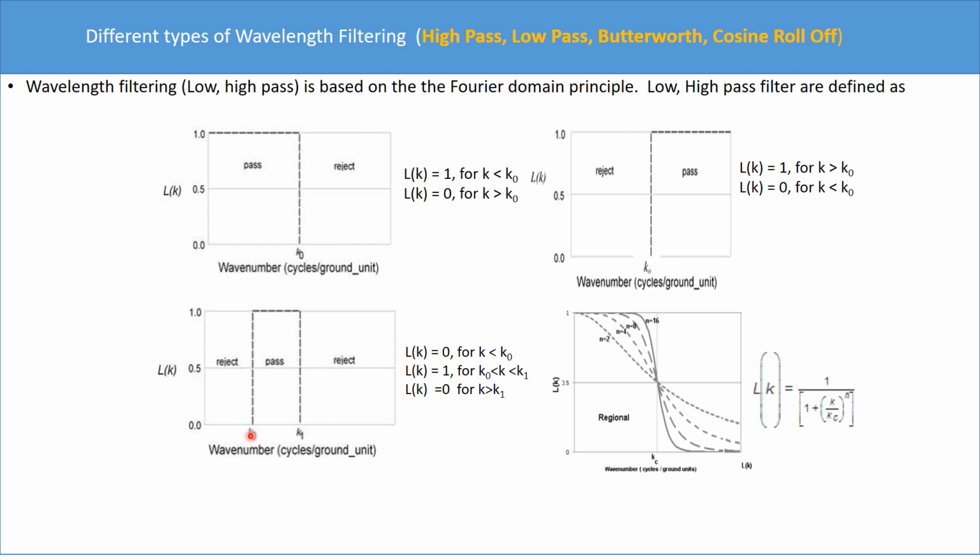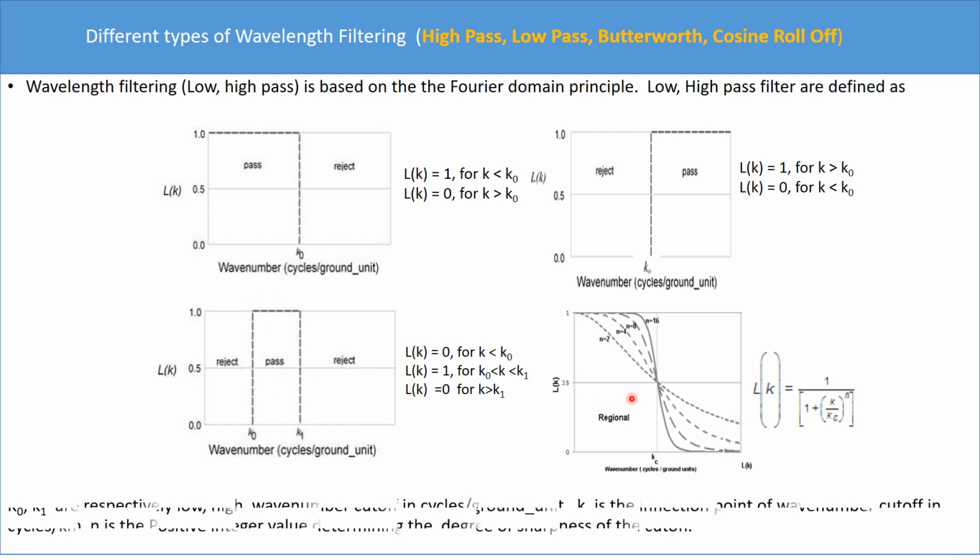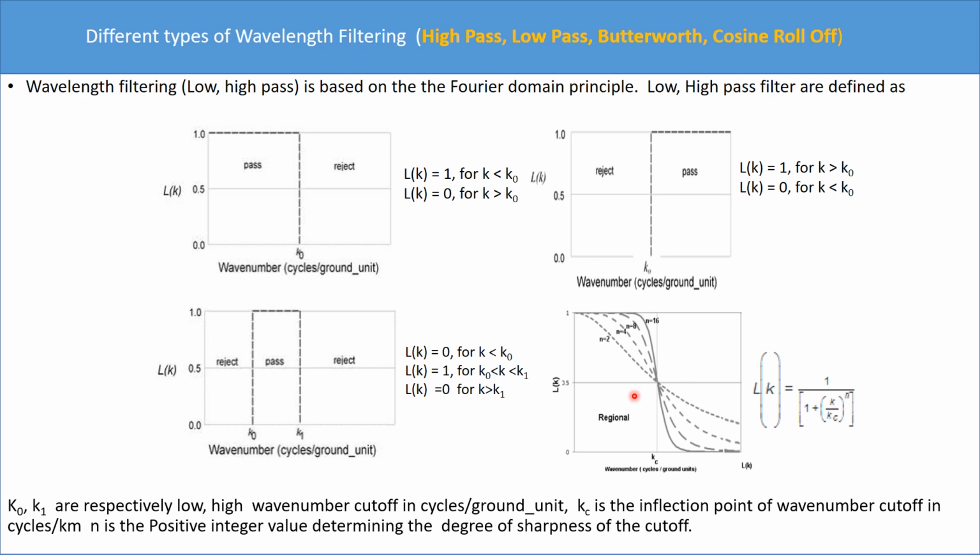When we have K0 and K1, lower and higher cutoff frequencies, we'll have a pass band in between. And depending upon the direction, the inflection point and the degree of sharpness n, we will have a filter response like that. Due to the ringing effect, many times this type of filter is used with a band pass regime, generally for seismic cases, to eliminate the ringing effect in seismic data.